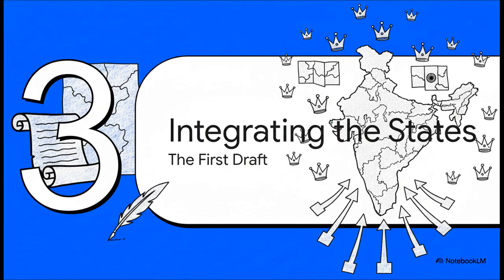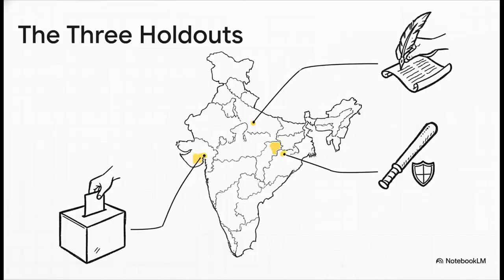And that starts with the monumental task of getting all those 552 princely states to join the new union. Now, most of the states did join pretty peacefully, after a bit of firm persuasion from leaders like Sardar Patel. But there were 3 big holdouts, and each one created its own high-stakes drama.